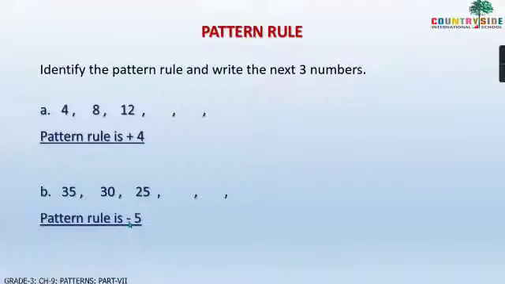That means you have to put a negative sign over there. See here, example A: 4, 8, 12. Then what will come, children? It is 4, 8, 12. So I have skipped the numbers here, or you can say that this is the table of 4. So 4 ones are 4, 4 twos are 8, 4 threes are 12.